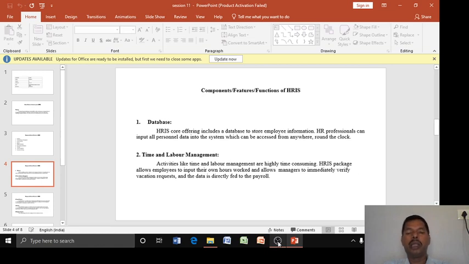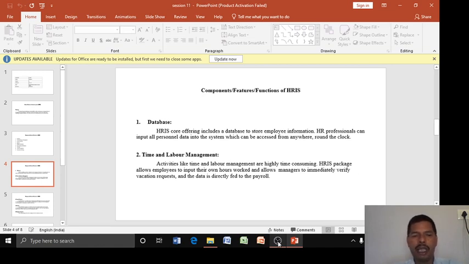Point number two, time and labor management. Activities like time and labor management are highly time consuming, right? When you say recruitment, if it is manually done, we have to receive the application, we have to sort out the application, then we have to prepare the list, everything. But if application is done through the system, then it will be easier to process the same.